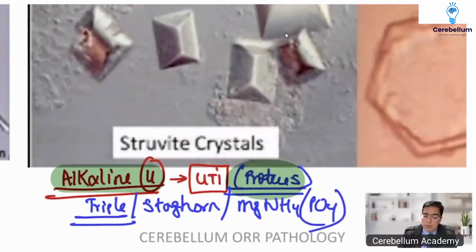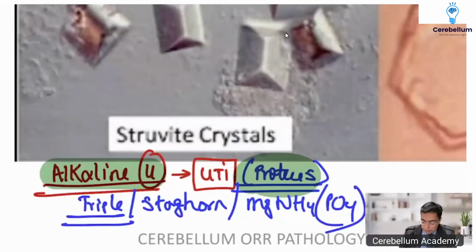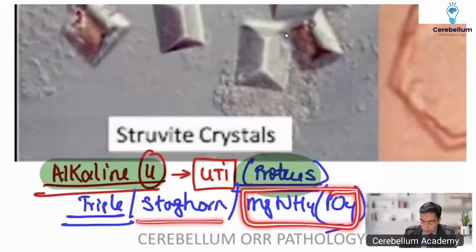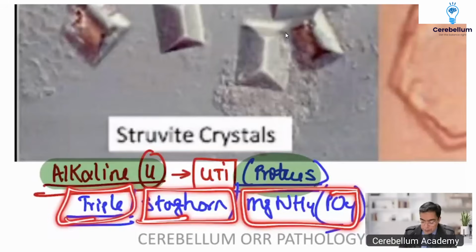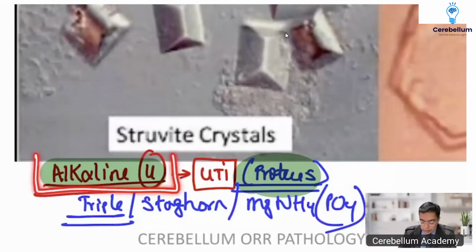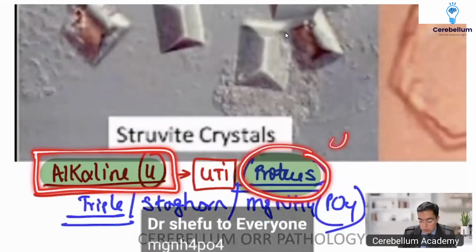So what are the 3 names of the stone? Magnesium ammonium phosphate, staghorn calculus, triple stone. What is the composition? Magnesium ammonium phosphate. What is the importance? This stone is produced only and only in alkaline urine. What's the risk factor for alkaline urine? Proteus infection of the urinary tract.